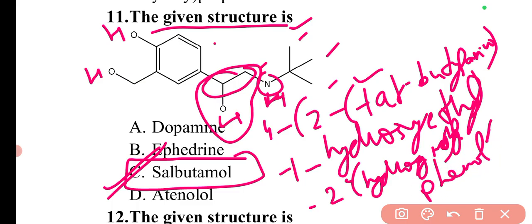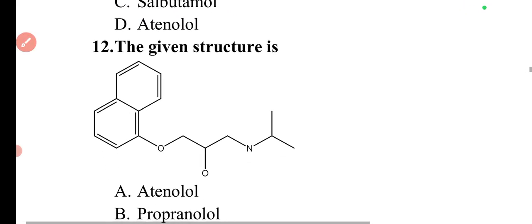So I have told you these IUPAC names, and I have provided the structures as well. At the end you will find those structures, so you can check things from that particular image also. Now we can move to the next question.